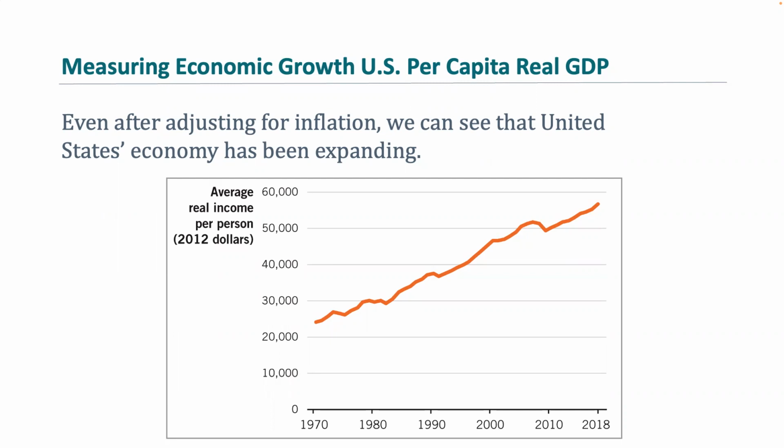From this graph, we can guess that living standards rose in the United States over the past 50 years, even though growth was not positive in every year. When we discuss increases in standards of living and long-run economic growth, we're concerned with the overall trend in GDP as opposed to the short-run fluctuations.